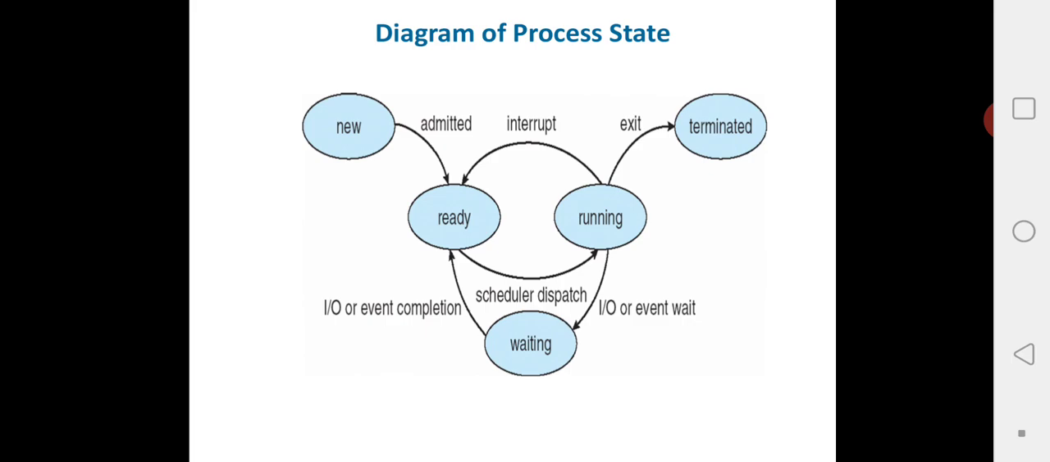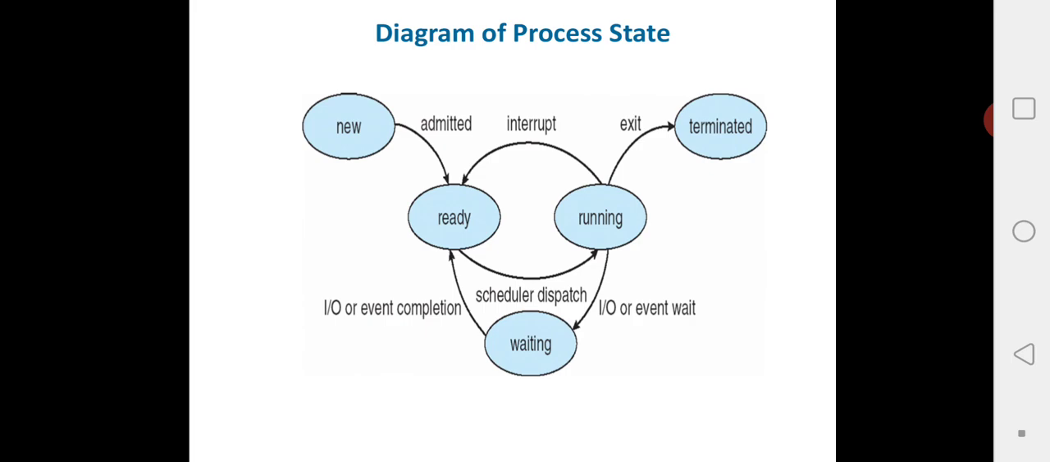Whenever it is in running state, if an interrupt occurs, it moves into ready state again. If it is in running state, it will move into the waiting state by an IO or an event. Whenever it is in waiting state, you can move that into ready state again with the help of input output or event completion. Once the process has completed its execution, it will move into the terminated state, and at that time we will be using a method known as exit.